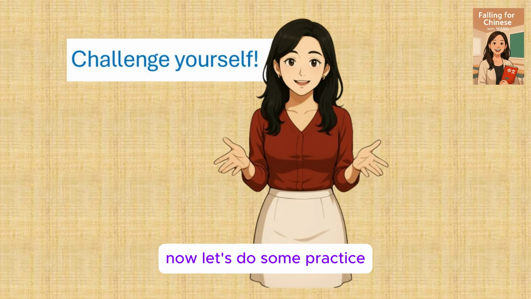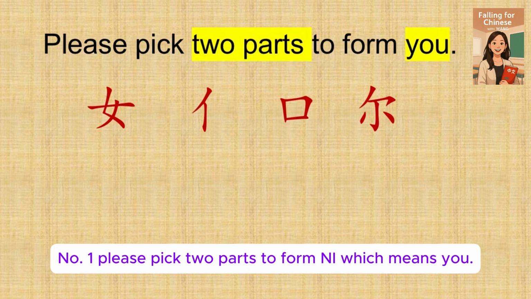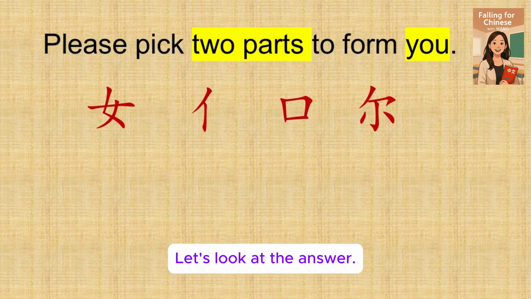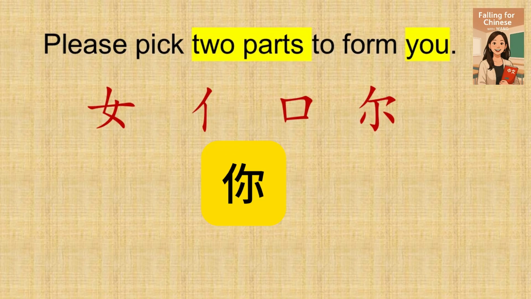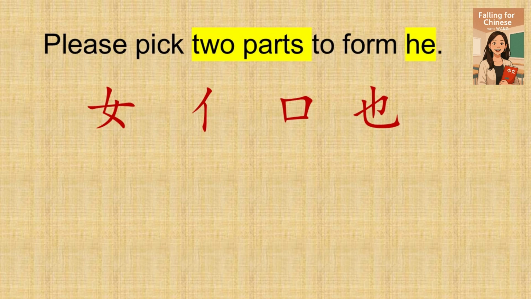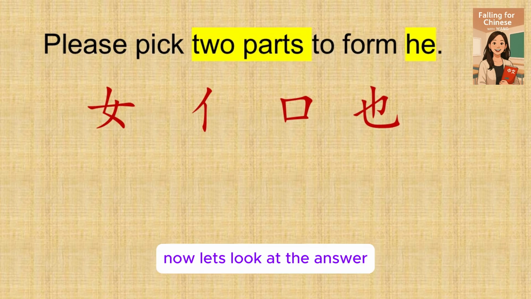Now let's do some practice. Number 1, please pick 2 parts to form 你, which means you. Let's look at the answer. Now please pick 2 parts to form he, 他. Now let's look at the answer.